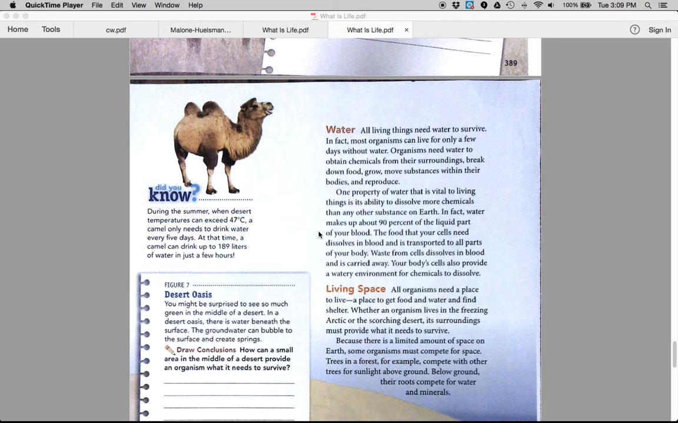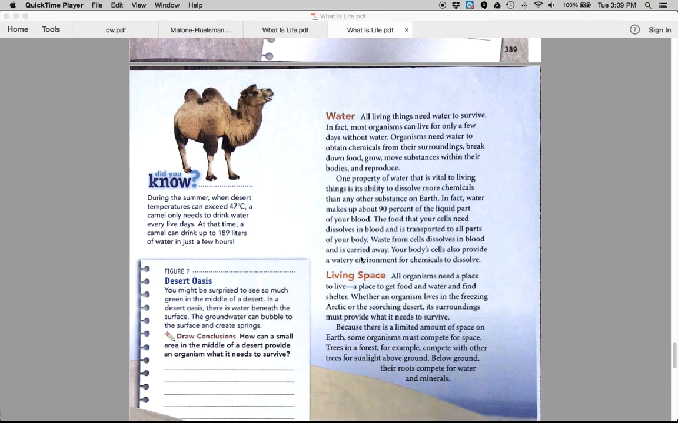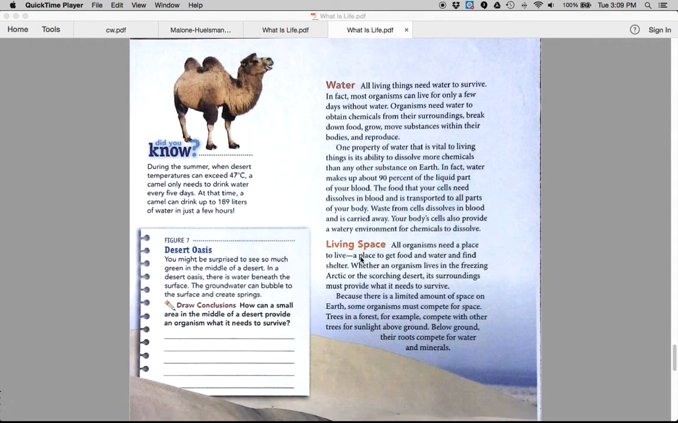One property of water that is vital to living things is the ability to dissolve more chemicals than any other substance on Earth. In fact, water makes up 90% of the liquid part of your body. The food that your cells need dissolves in blood and is transported to all parts of your body. Waste from cells dissolves in blood and is carried away. Your body cells also provide a watery environment for chemicals to dissolve.